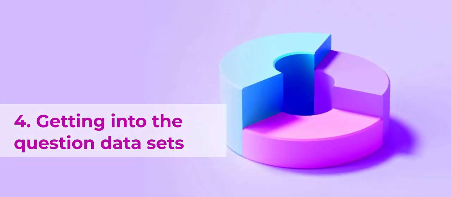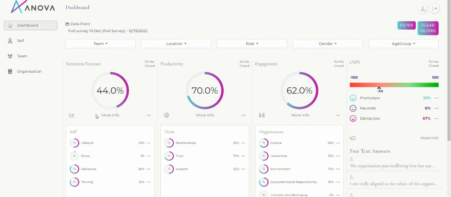Getting into the question datasets. To move away from the dashboard survey averages and see how respondents have actually answered questions, you will need to click on the More Info buttons, or on the left-hand sidebar. The bottom line measures are all accessed through More Info, whereas the survey groups for self, team, and organization can be accessed through the sidebar.